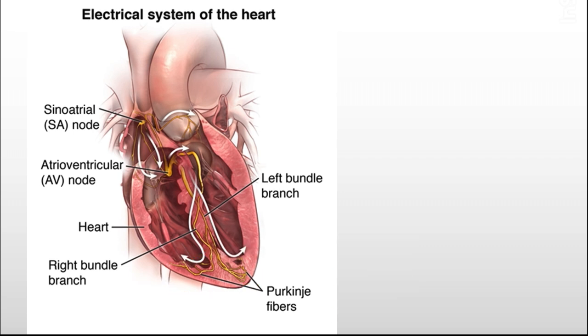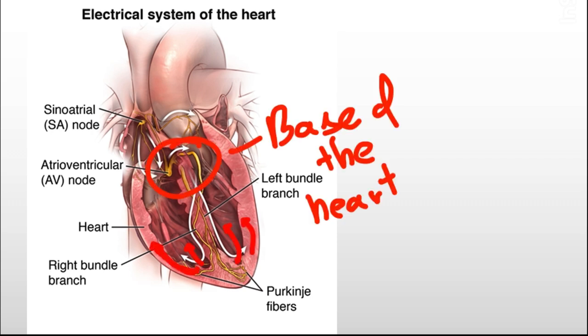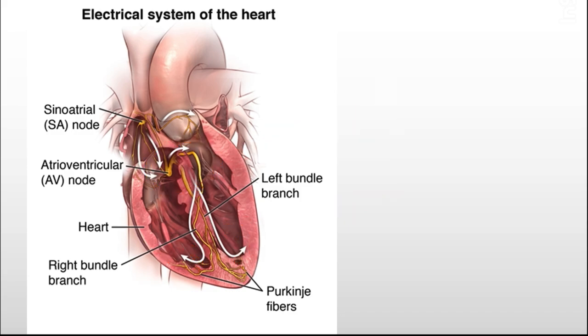Now these Purkinje fibers are branched out throughout the walls of both ventricles, in the lower walls of them. These electrical impulses cause the ventricles to contract from the apex of the heart, the tip of the heart at the bottom, to the base, located at the top of the heart, where the major blood vessels connect. And this causes the pumping of the blood out of the heart.